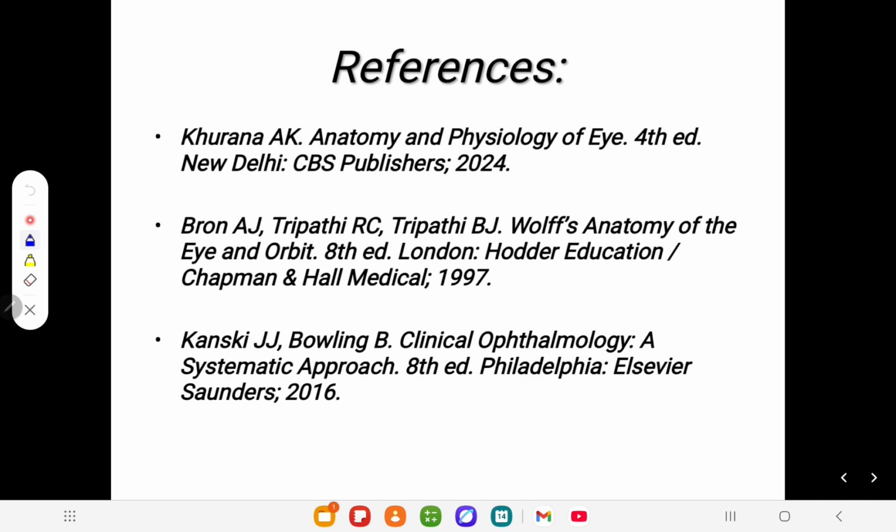So that's it for the anatomy, and I have taken references from these three books. Wolff's Anatomy is a great, very central and important book. I have also taken Khurana as a reference. So that's it.